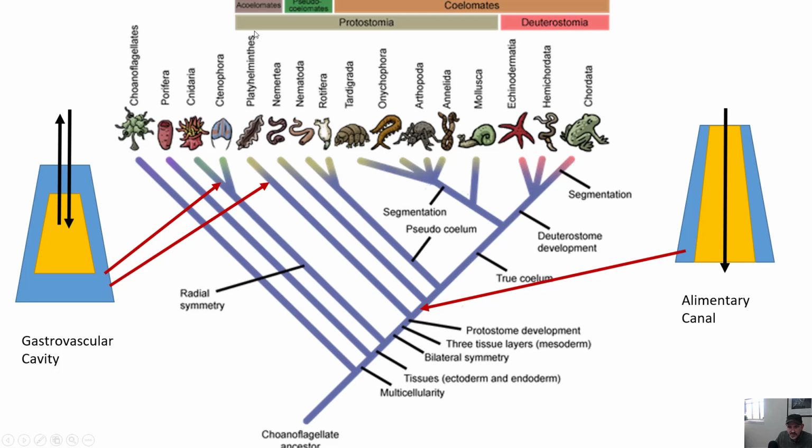Whereas a lot of these other animals up here have what we call an alimentary canal. An alimentary canal, also known as a complete digestive tract, has a mouth and an anus, and it's one tube that runs through the length of the body, and food gets digested and processed and absorbed along the way.